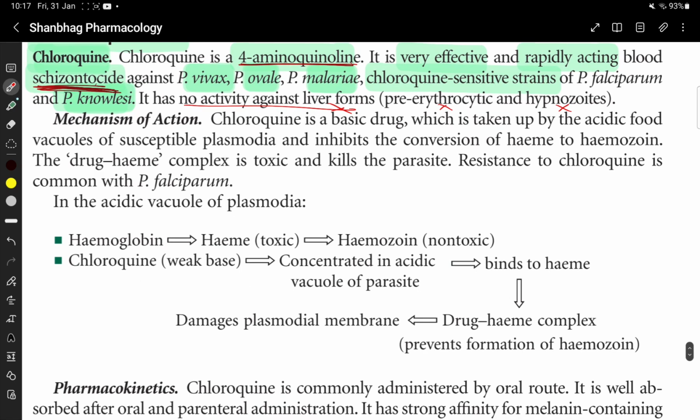Mechanism of action of chloroquine. Chloroquine is a basic drug which is taken up by the acidic food vacuoles of susceptible plasmodia and inhibits the conversion of heme to hemozoin. The drug-heme complex is toxic and kills the parasite. Resistance to chloroquine is common with Plasmodium falciparum.